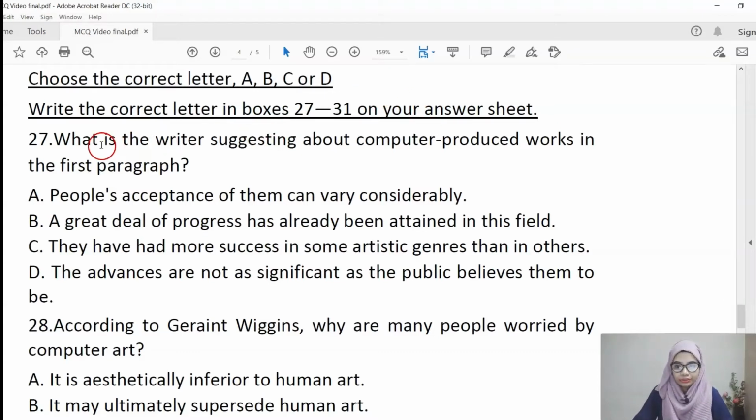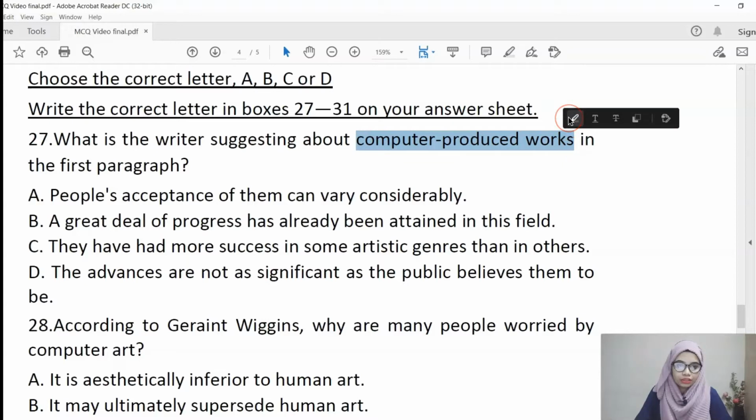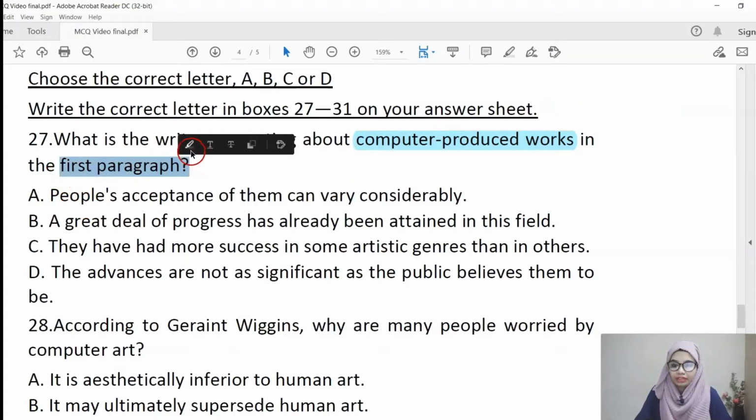Now, question 27. What is the writer suggesting about computer-produced works in the first paragraph? So the keywords here are computer-produced work, or works in this case, and first paragraph. Now you would be very lucky if you would get a question that is exactly giving you where the answer is. Like in this question it says the first paragraph very specifically.